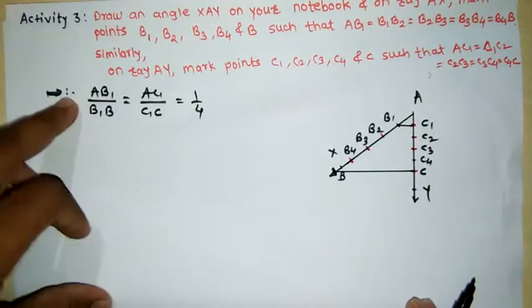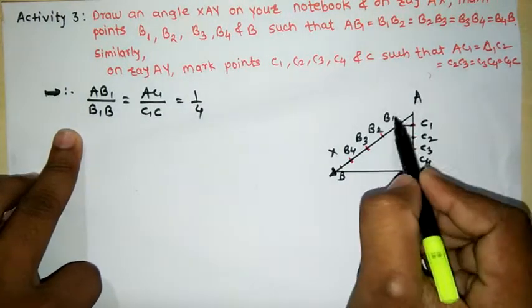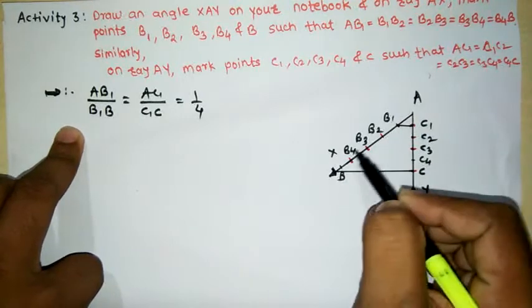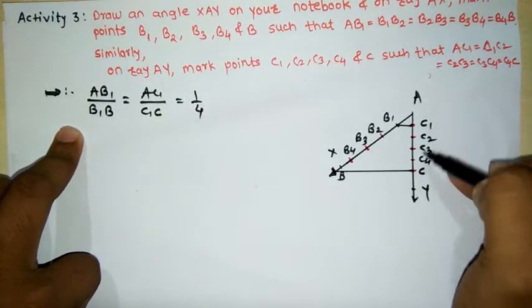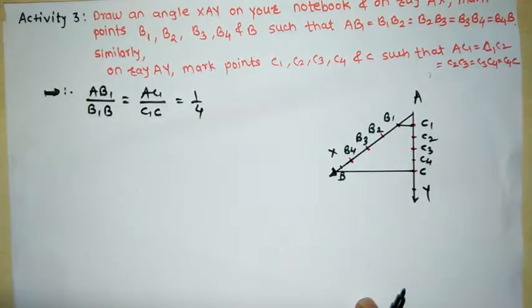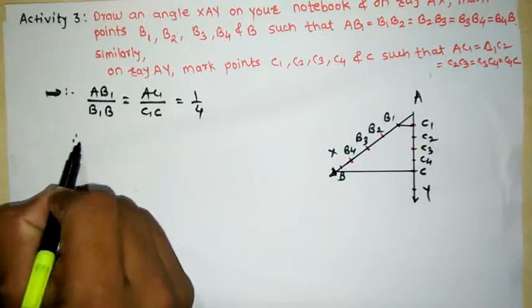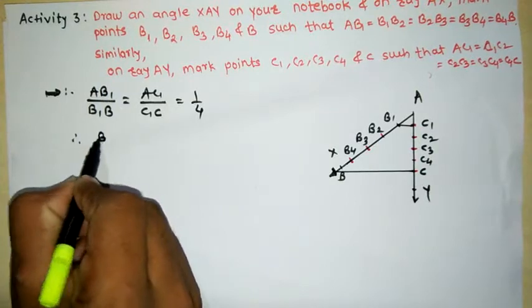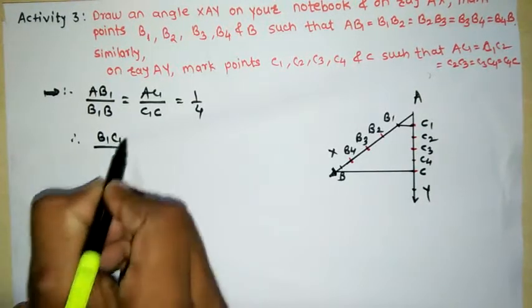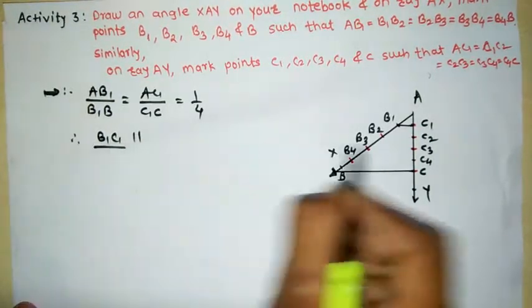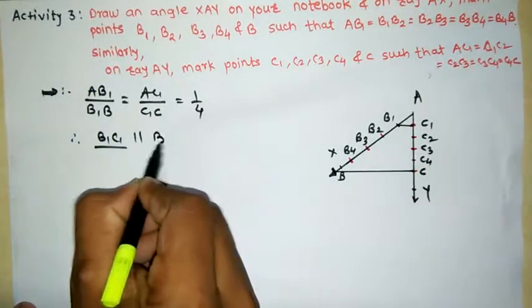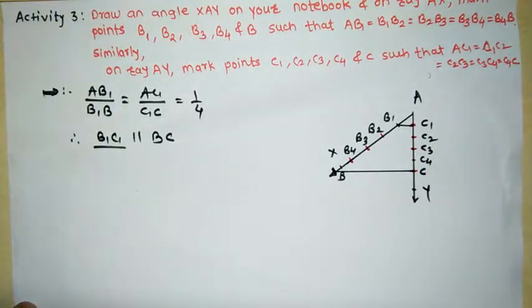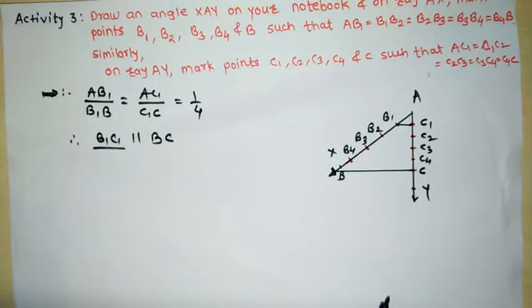Here we got AB1 divided by B1B is equal to AC1 divided by C1C. You got the same value for both. From this we can say that the line B1C1 is parallel to BC. Can we say this or not? Yes, you can say this.